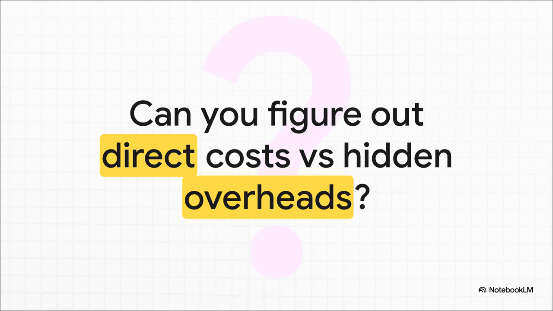So, I'm going to leave you with a quick challenge. The next time you buy a product, whether it's a $5 marker, a $60 shirt, or just a simple loaf of bread, take a close look at it. Can you figure out what its direct costs were versus the massive hidden structure of organizational overheads that made it possible for you to hold it in your hand?